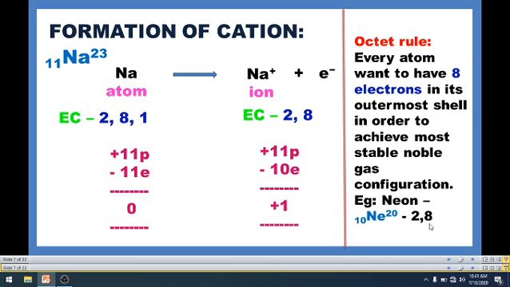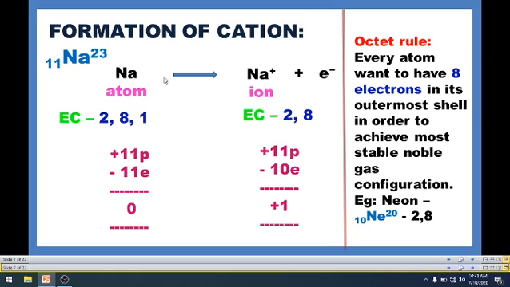Therefore sodium wants to lose 1 electron, because if it loses 1 electron, its L shell becomes the outermost shell and it already has 8 electrons in it. So sodium loses 1 electron. Now what happens? Look at the sodium atom. It has 11 protons and 11 electrons. You know that a proton is a positively charged particle and an electron is a negatively charged particle. Therefore plus 11 minus 11 is equal to 0. So the atom is electrically neutral.